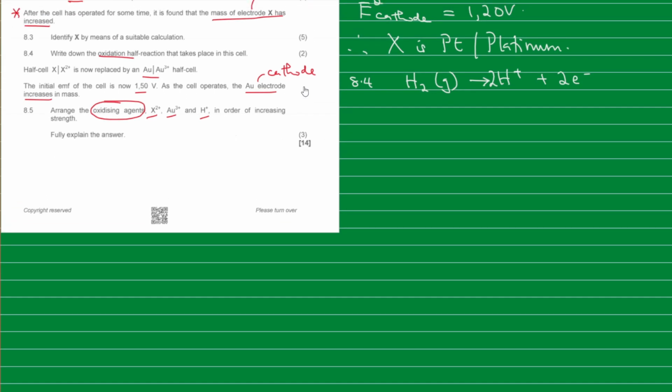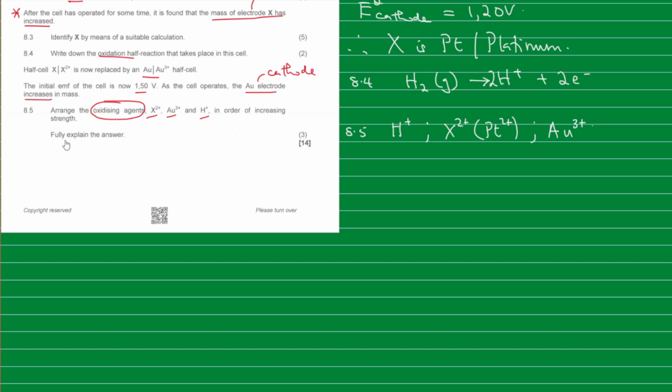So what we have here is to answer the question. The question says arrange the oxidizing agents in order of increasing strength. So the weakest one will be hydrogen, followed by the X2 plus, which is our platinum, and then followed by the Au3 plus.